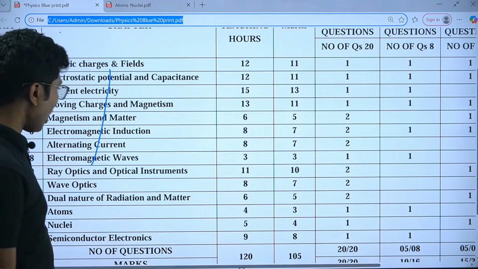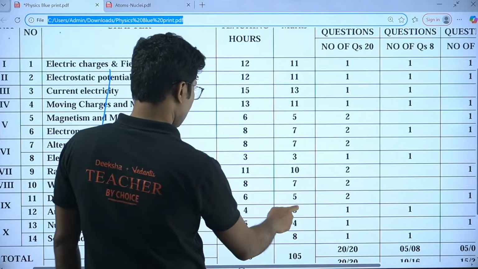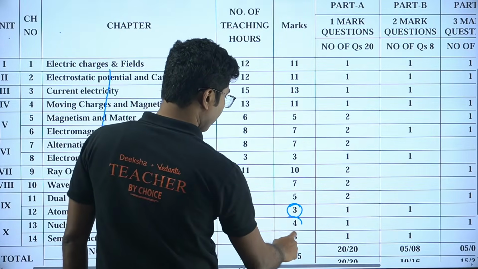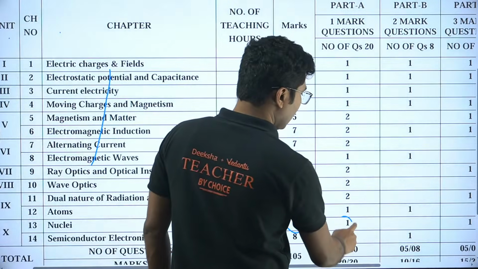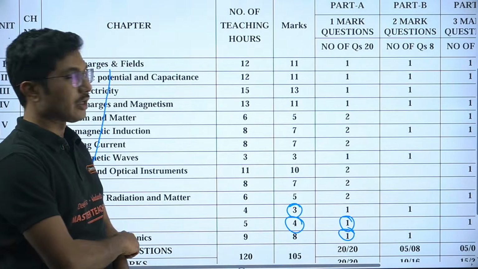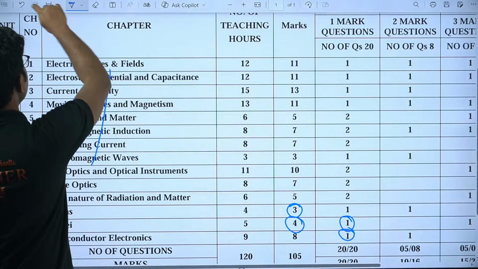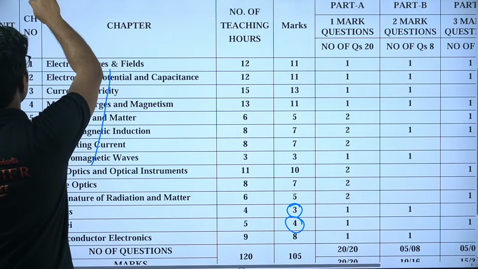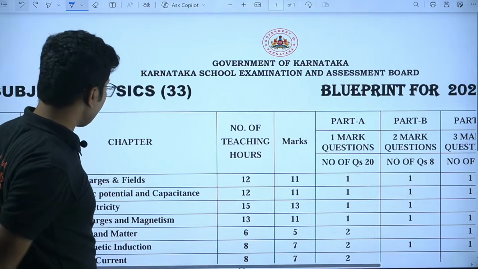How many questions do we have? The total number of questions coming from atoms is 3, and for nuclei it is 4. We are going to get one MCQ from each chapter. No fill in the blanks are going to come from this chapter according to your blueprint. So now we will be simply moving on. We will be discussing both chapters, all the MCQs from your model paper.